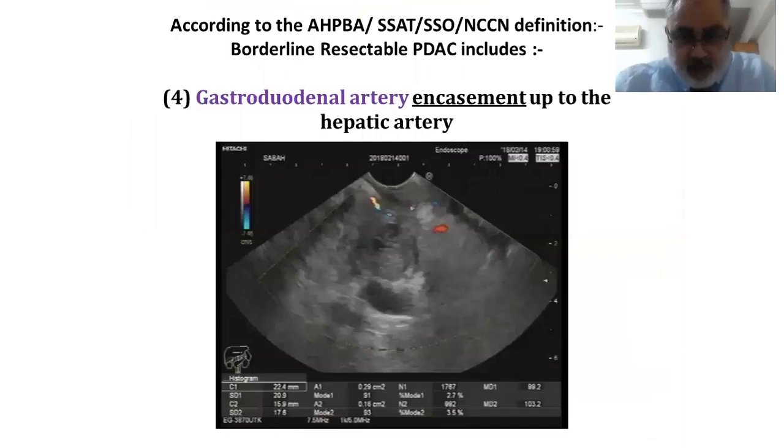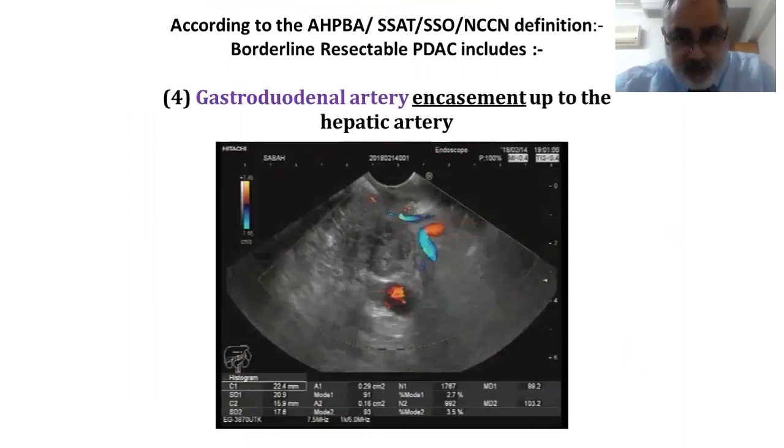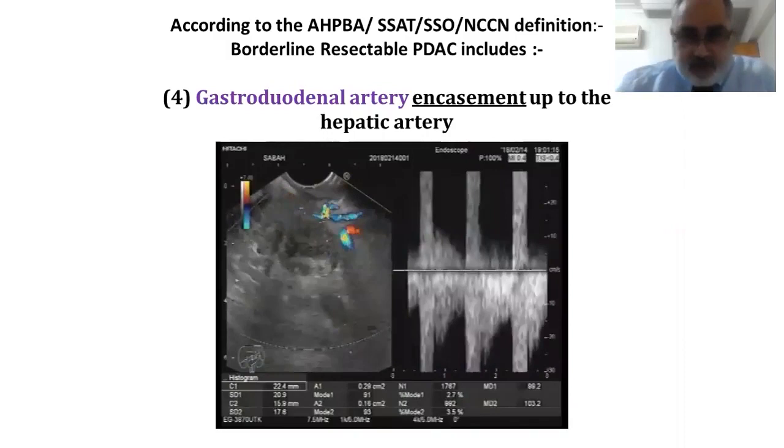And here, this is a gastroduodenal artery. It is very easy to diagnose the gastroduodenal artery because it is very near to the echoendoscope while scanning from the bulb of the duodenum. And here, the whole length of the gastroduodenal artery is encased. So it is a borderline resectable tumor.